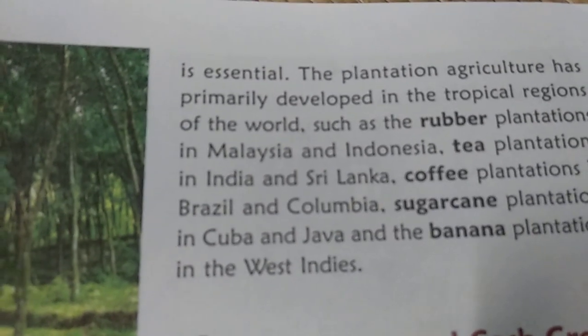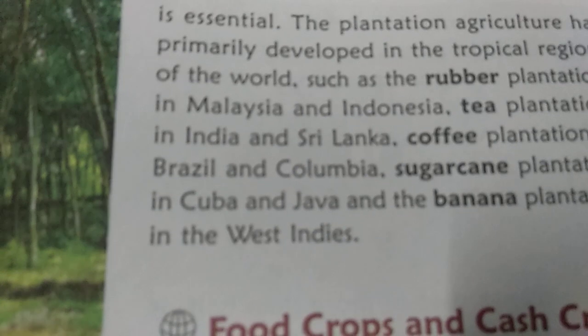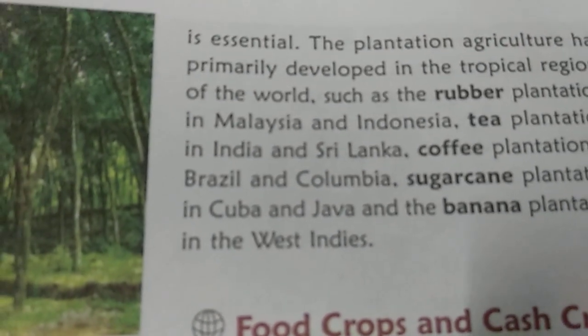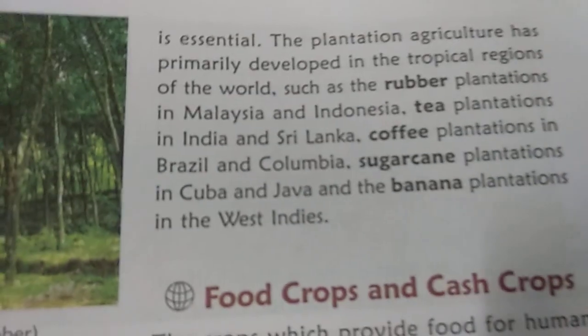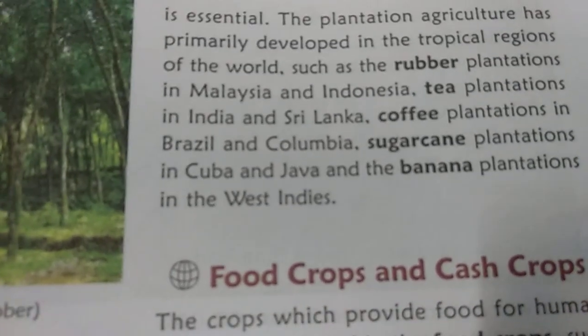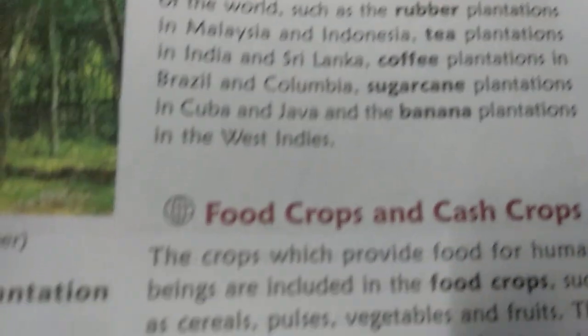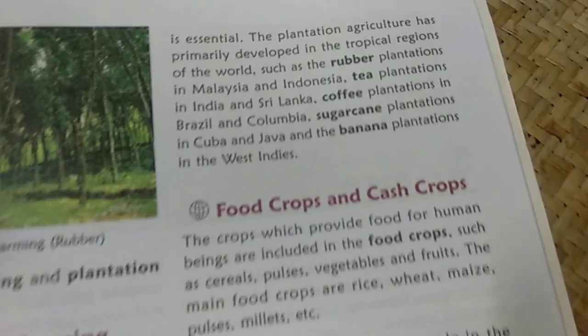Plantation agriculture has primarily developed in the tropical regions of the world, and there rubber is produced. Malaysia and Indonesia produce tea, India and Sri Lanka coffee, Brazil and Cambodia sugarcane, Cuba and Java banana. These are the plantations which are done here.